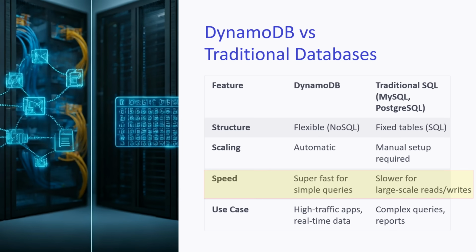Speed of DynamoDB is super fast for simple queries. Speed of traditional DB is slower for large scale reads or writes. Use case of DynamoDB is high traffic apps, real time data. Use case of traditional DB is complex queries and reports.